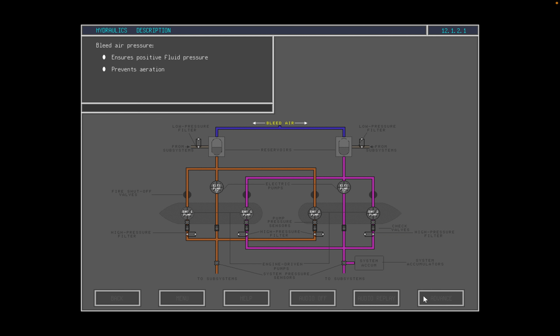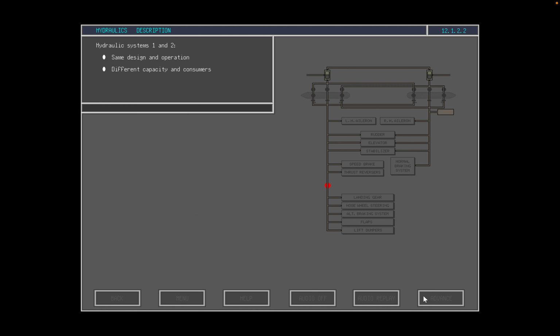Bleed air pressure is regulated to provide a positive hydraulic fluid pressure of 40 psi at the engine-driven pumps and to prevent aeration of the hydraulic system. Downline of the hydraulic system accumulators, hydraulic fluid moves into the main supply lines, providing hydraulic power to actuate the various subsystems. Hydraulic fluid return flow is via filtered lines or bypass lines to the hydraulic reservoirs. System 1 and System 2 are the same in design and operation. They differ in fluid capacity and in the consumers they serve.